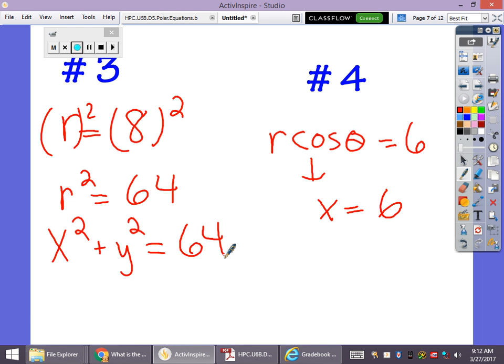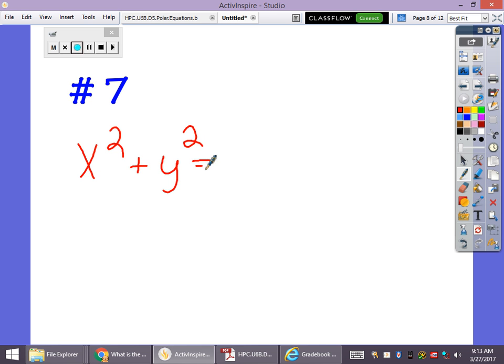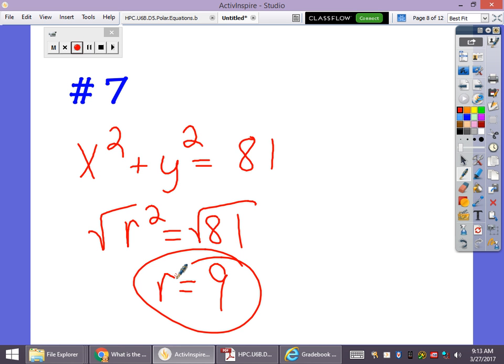Please go to number 7. Please attempt number 7. All right, so you were given x squared plus y squared equals 81. This is rectangular, so I need it in r's and thetas. So what does this become? r squared equals 81. And then you have to square root both sides because I want r, not r squared. So r equals 9. Problem done. Good? We've already done the hardest one you'd have to know.